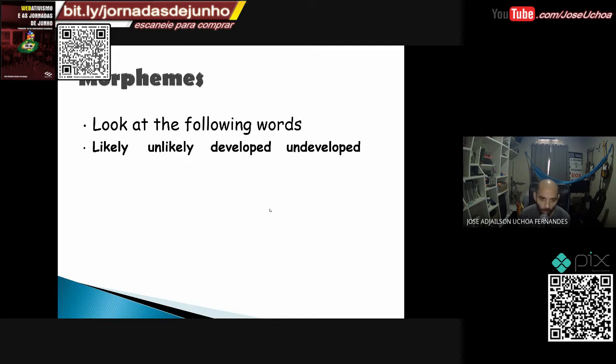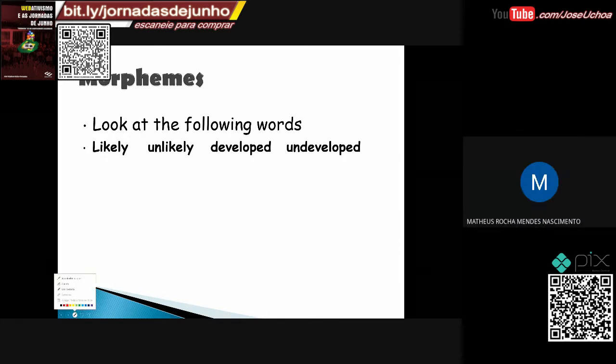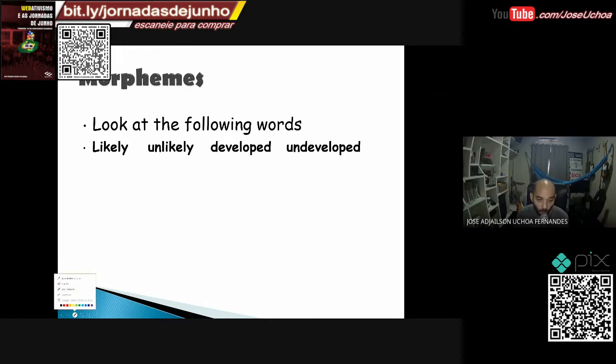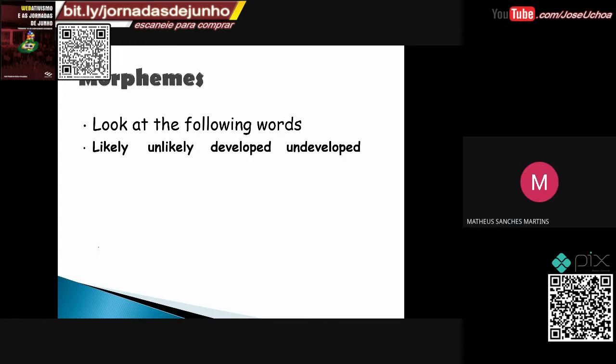Look here. We have the words likely and unlikely. We also have the pair developed and undeveloped. What is the difference between likely and unlikely? If I tell you that something is likely to happen, what does that mean? Something might happen. Yeah. Now, if something is unlikely to happen, what does it mean? It's like no, it's not probably.